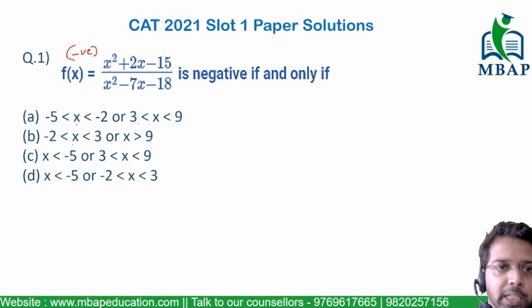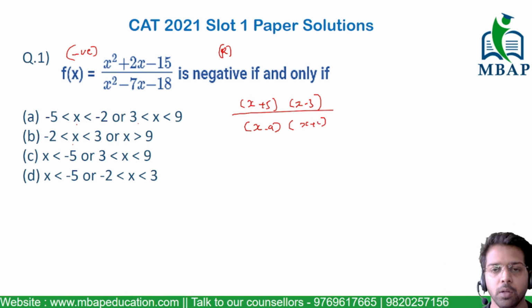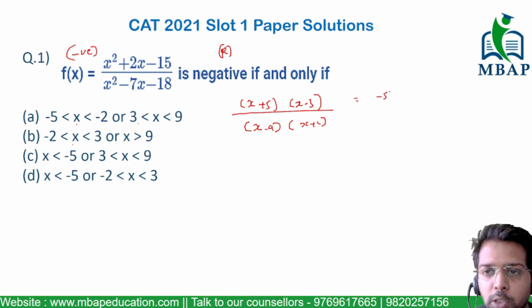Now the numerator of this expression is x square plus 2x minus 15 and the denominator is x square minus 7x minus 18. Let's try to find the roots. The numerator will become (x plus 5)(x minus 3) and the denominator will become (x minus 9)(x plus 2). So the roots of the numerator are minus 5 and plus 3, and the roots of the denominator are plus 9 and minus 2.